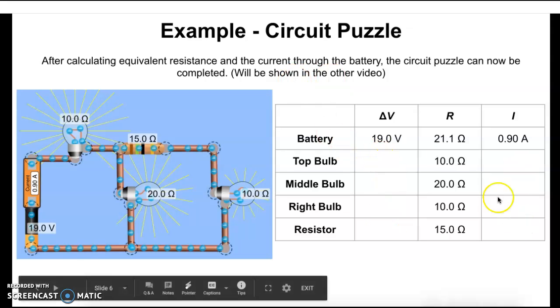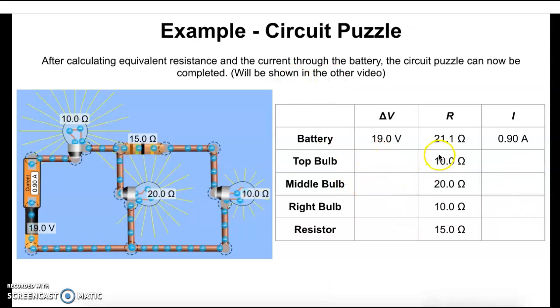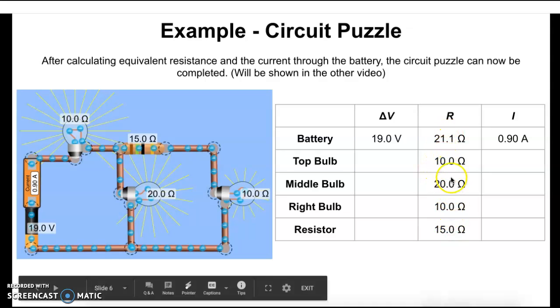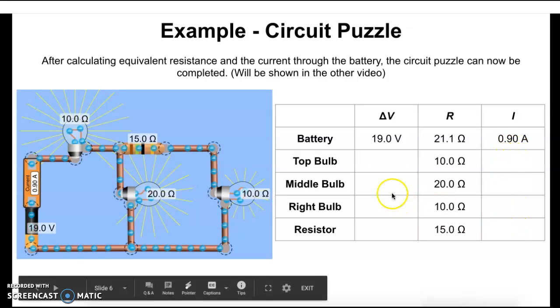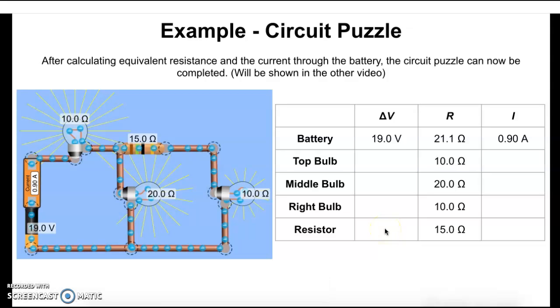I'll complete these squares. I filled in all the resistances for each of the components. I filled in the 21.1 ohm equivalent resistance that I just calculated. I fill in the 19 volt battery, and I fill in the 0.9 amps through the battery that I just calculated. And my job would be to figure out the rest of the blanks here. I'll finish this off in the next video.